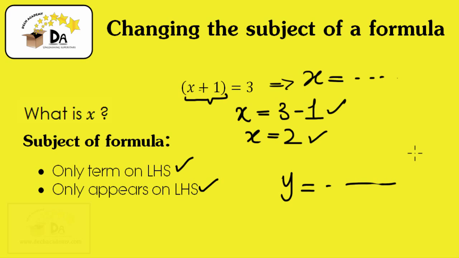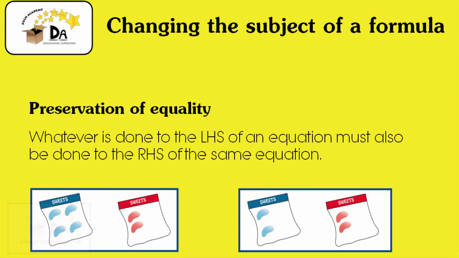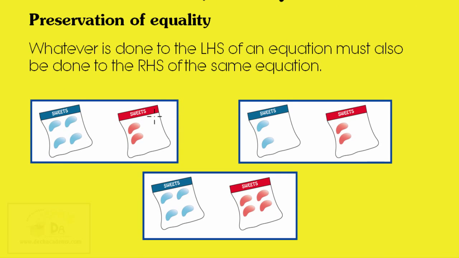So that's the concept. Now the next thing we're going to look at is the concept of preserving the equality of an equation. Now, as you know, an equation is a statement that says a term is equal to another term, or a bunch of terms equal to a term, or a bunch of terms. That's what an equation is. So what do I mean by preserving an equality? Well, what I mean is that whatever is done to the left-hand side of an equation must also be done to the right-hand side of the same equation.